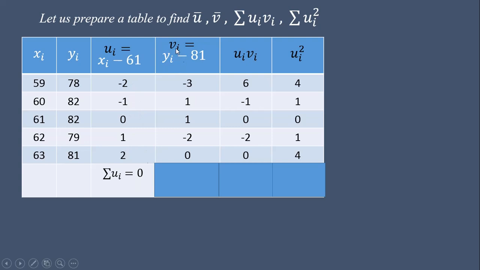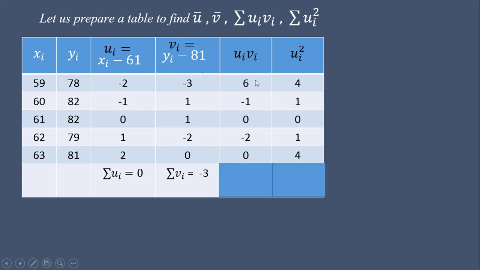Now summation vi is the addition of these values. Minus 3 plus 1, minus 2. Minus 2 plus 1, minus 1. Minus 1 minus 2, we get minus 3. So we get the summation of these values, that is summation vi. Summation vi is equal to minus 3, adding all these values.